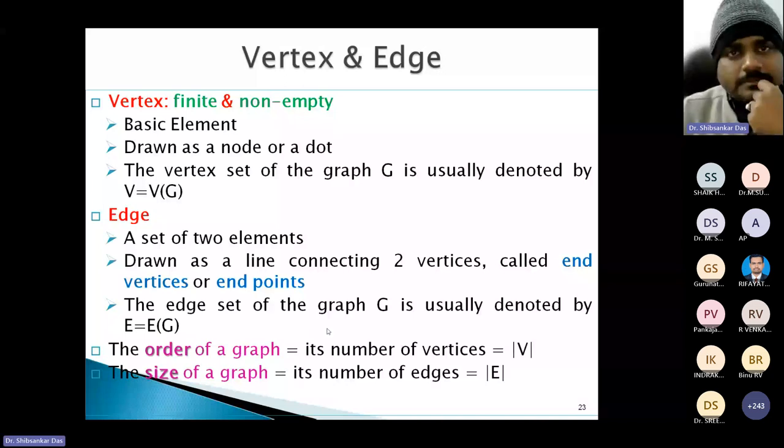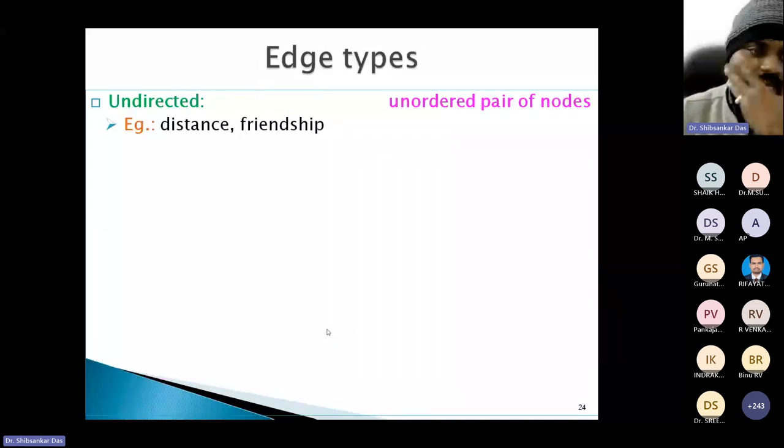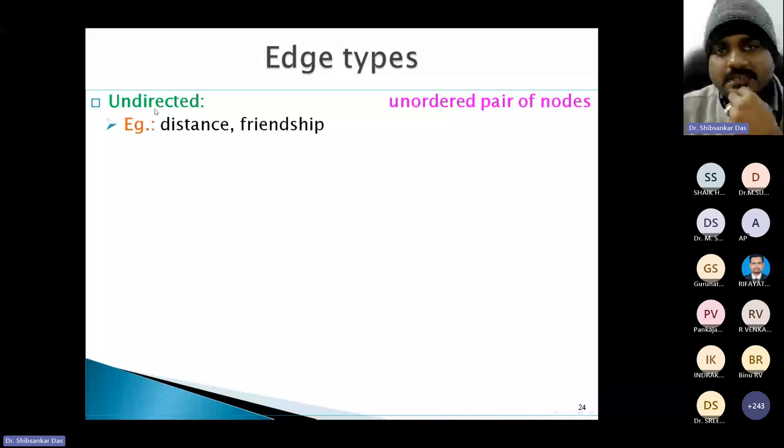Now there are types of edges. One can have an undirected edge, that means an unordered pair of nodes. For example, if I am a friend of yours, then you are also a friend of mine. For this case, in an undirected graph, this relationship can be drawn by an undirected edge. Similarly, the distance from here to Calcutta by road; the same path, the distance will be the same. So an undirected path is possible.